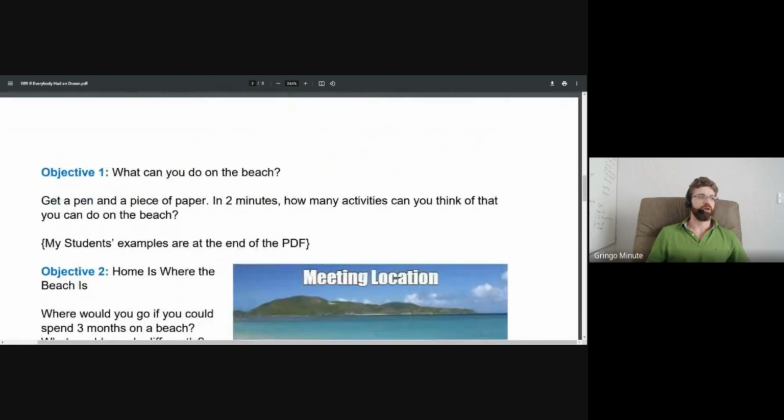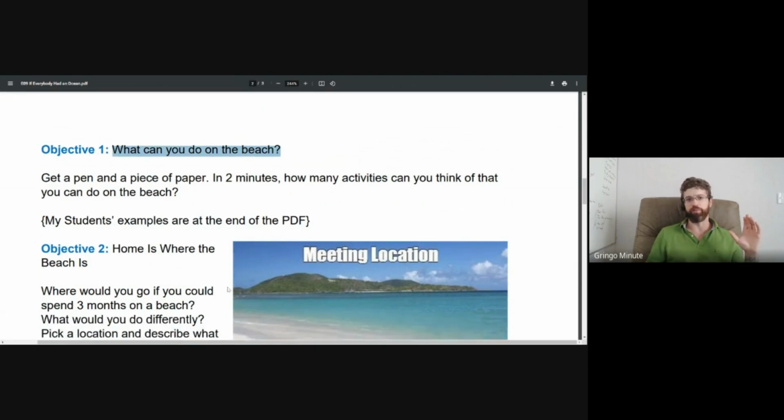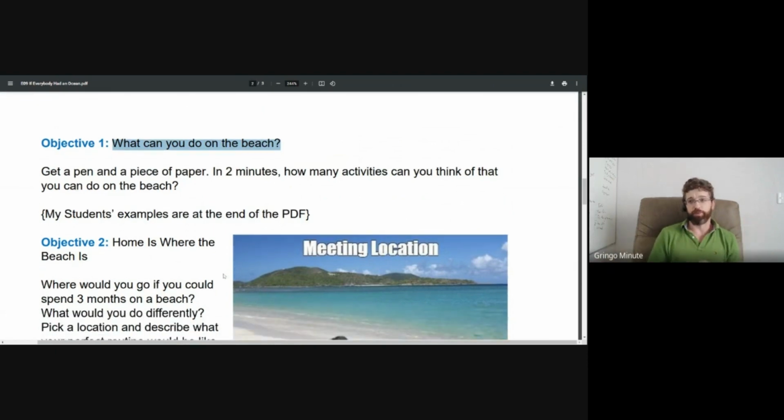And here we go. Objective 1, what can you do on the beach? This is a little challenge. I did this with all my students. You have 2 minutes to write down anything you can do on the beach. What's the idea here? I want you to find things you don't know how to say in English. If you don't know how to say it, write it in Portuguese, look it up, or look at the bottom of the PDF. There's going to be a huge list of different activities you can do on the beach that my students recommended. But take 2 minutes, write down as many as you can, and then check.